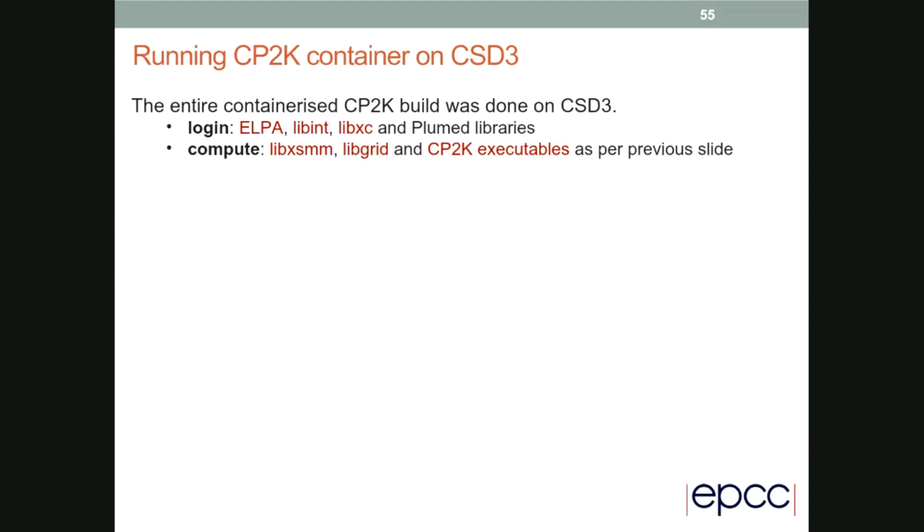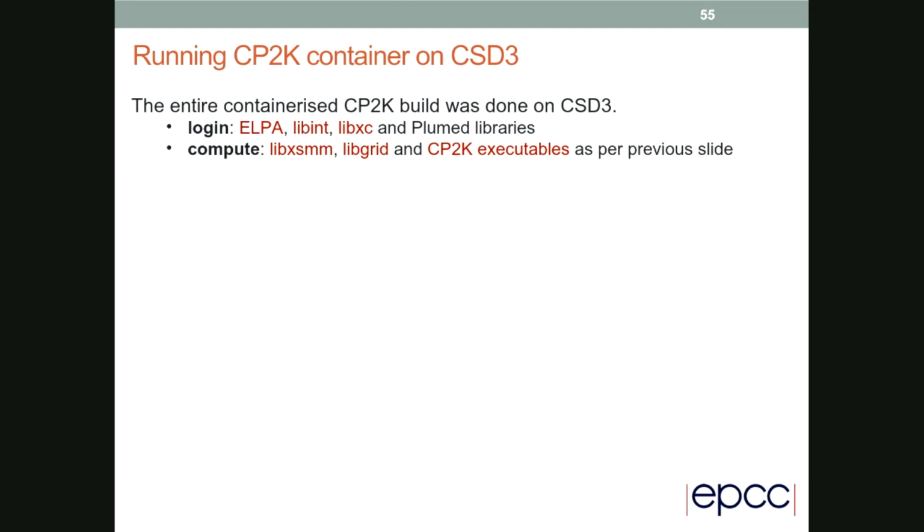And then I was able to build the entire containerized CP2K on the host on CSD3. I did it on the login node, and those components that had to be built on compute, that's where I did those. In actual fact, the ELPA and libint and libxc and Plumed libraries I could have built on the container factory. And I think I could have built the CP2K executables there too, but only once I'd built libxsmm and libgrid on the host. So it would have been a bit of a multi-staged process.